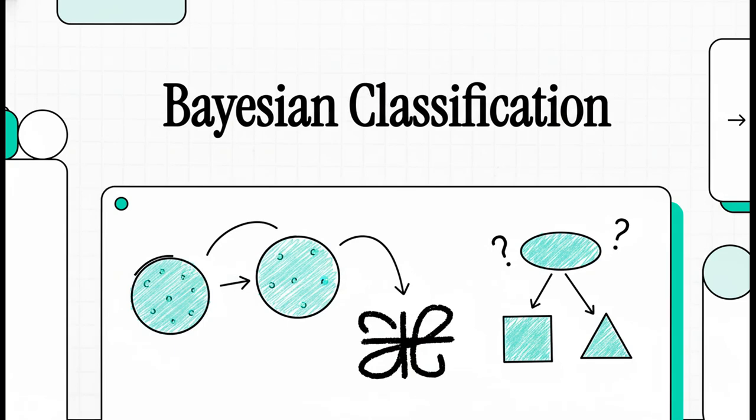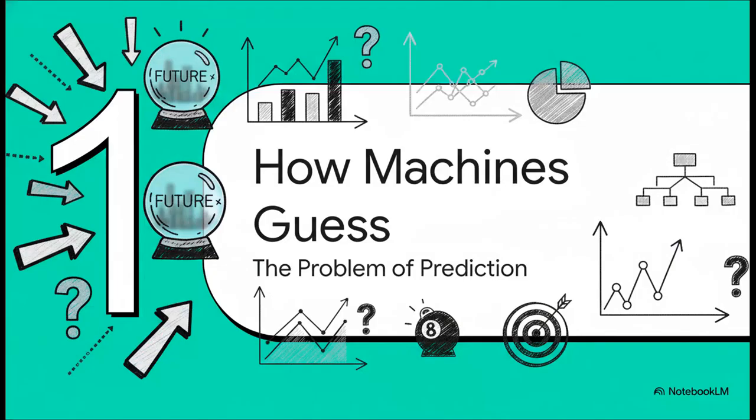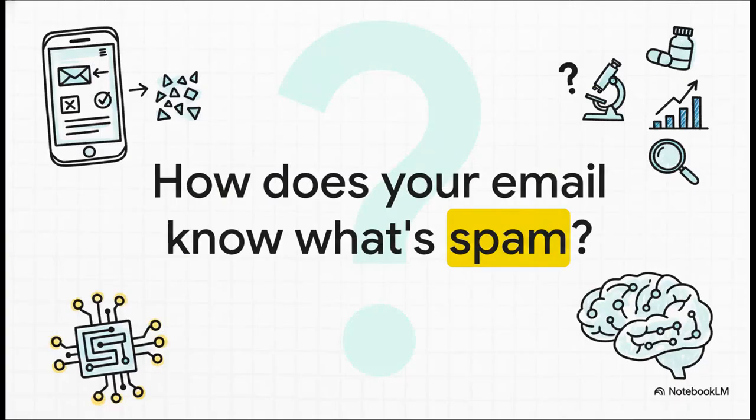All right, today we're going to break down something super powerful but also really intuitive, Bayesian classification. Okay, so let's just dive right in. We're going to start with a problem that you and I deal with every single day, making predictions. I mean, have you ever wondered, how does your email know what's spam?